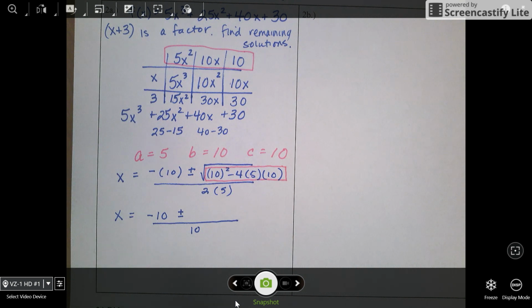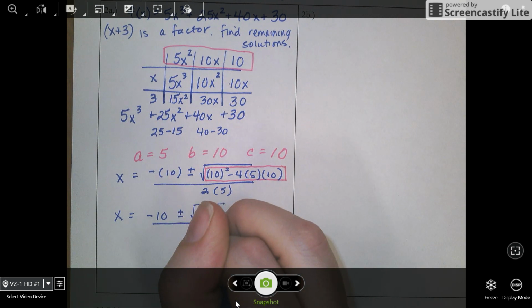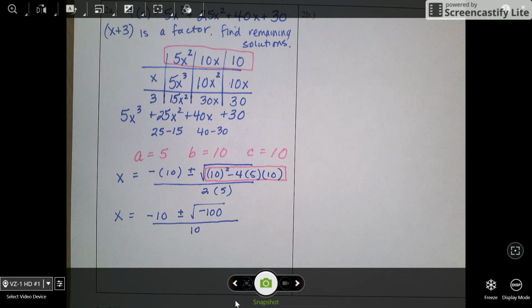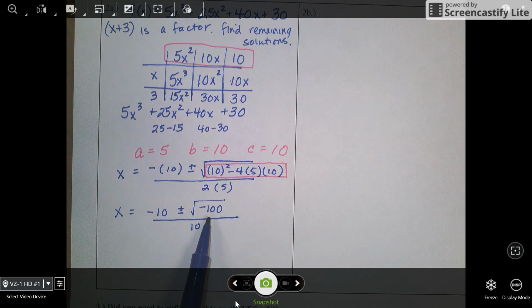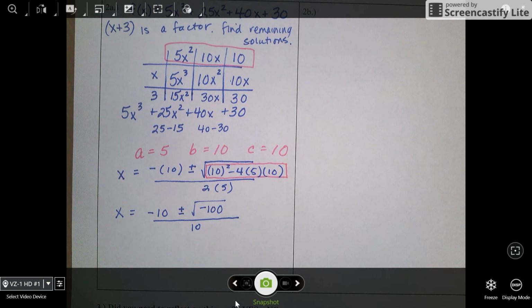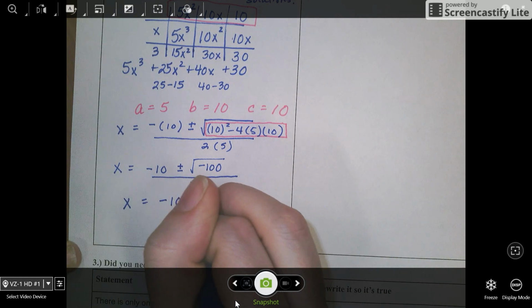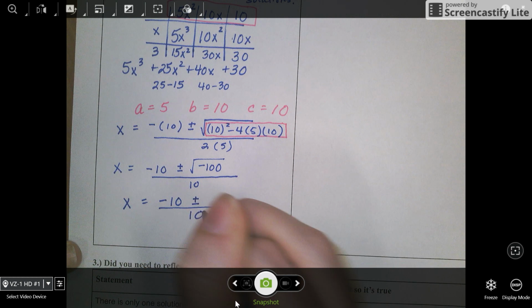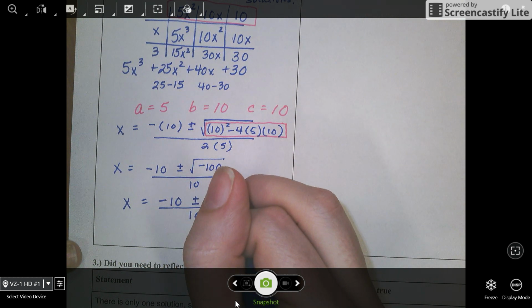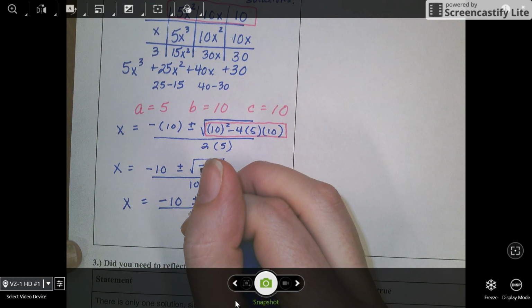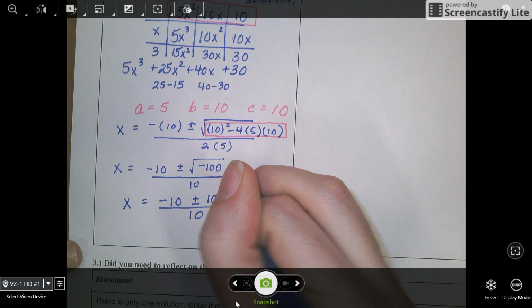And when I put it in my calculator, I'm going to get negative 100. So as soon as you say a negative, that should indicate to you that you're going to have an i in your answer, which means it's going to be imaginary. And I'm noticing that I have a perfect square under here. It's 100. So when I simplify on the next line, I've got negative 10 plus or minus, and this is all over 10 still. The square root of 100 is 10, and that negative becomes an i.